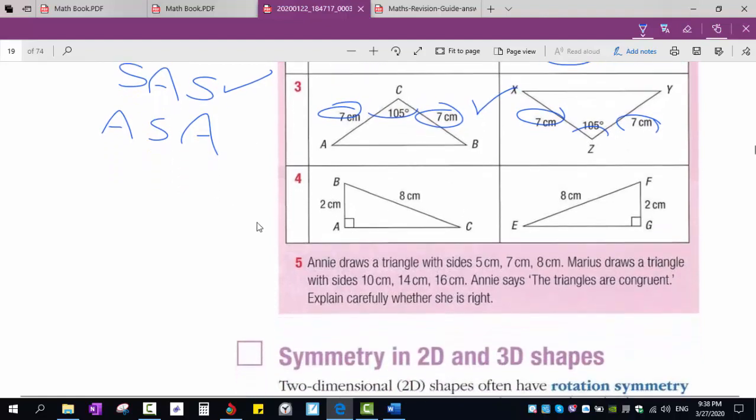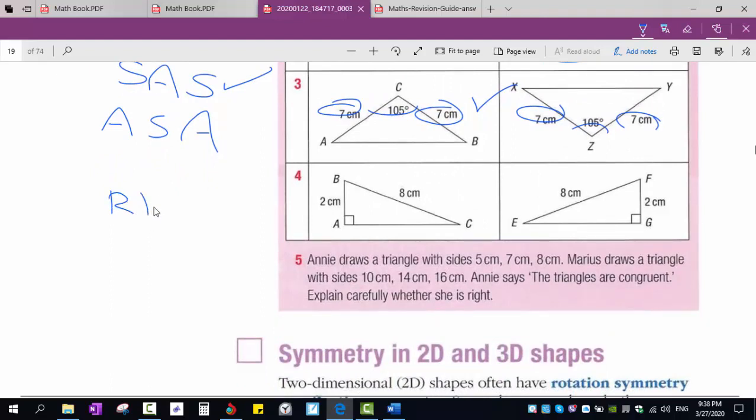Here again we see right angles, so think right angle, hypotenuse, side. Right angle, right angle. The side opposite the right angle, which is the hypotenuse, is 8, it's 8. And one more side, here it's 2 and the side is 2. So according to RHS, these two triangles are congruent.